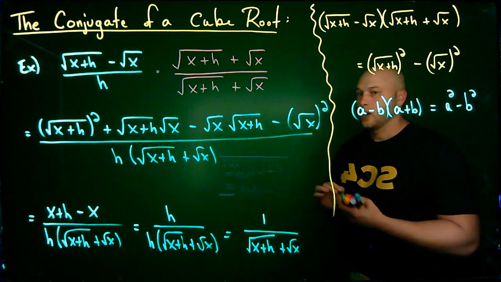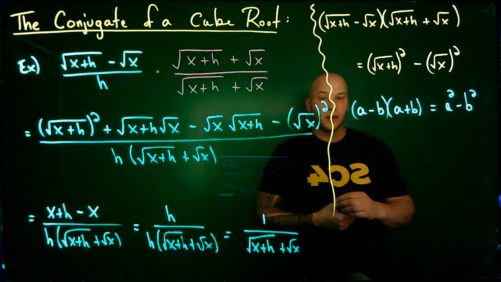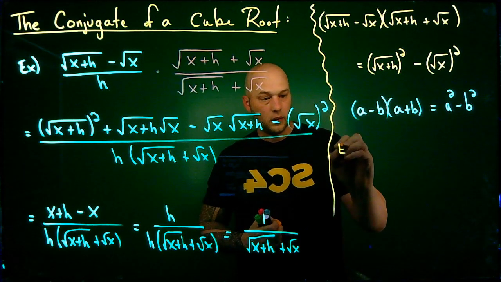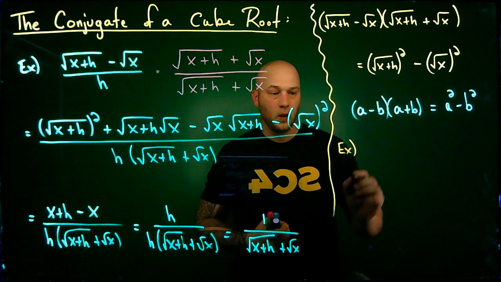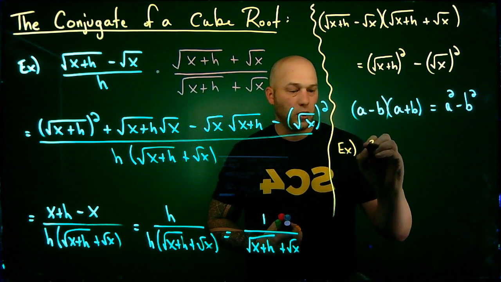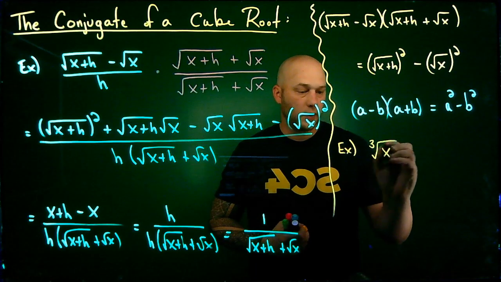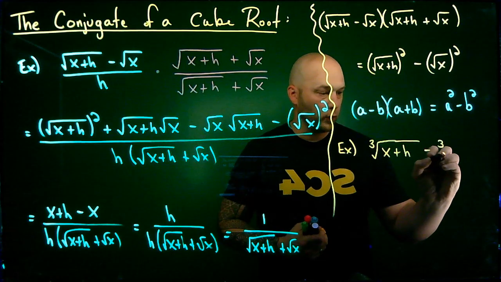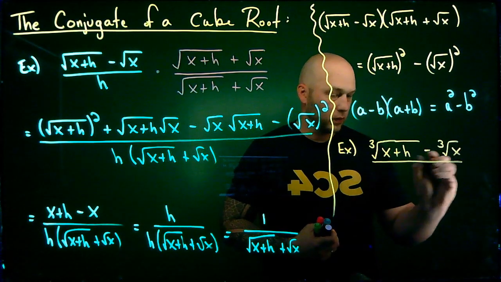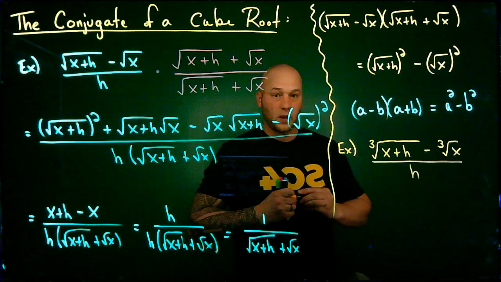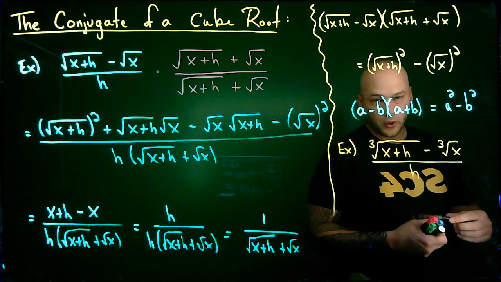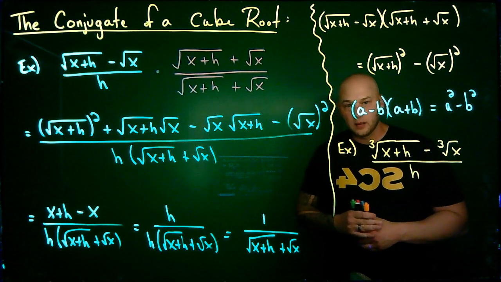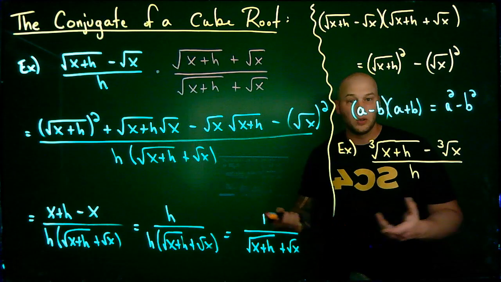Now, all that said, I want to take a look at how I could figure out a way to do the following. Suppose I have the cube root of x plus h minus the cube root of x, all over h. For those that have taken Calc 1, you'll recognize that as the difference quotient of the cube root function, which is part of the process of finding the derivative of the cube root function using the definition of the derivative.